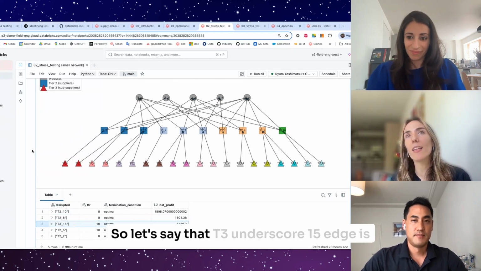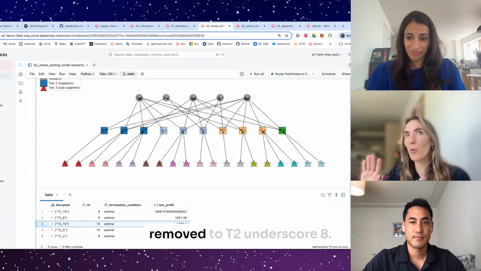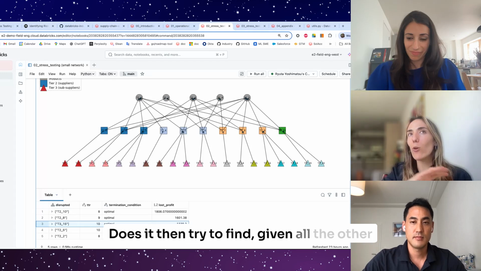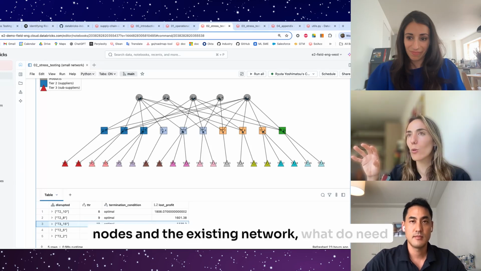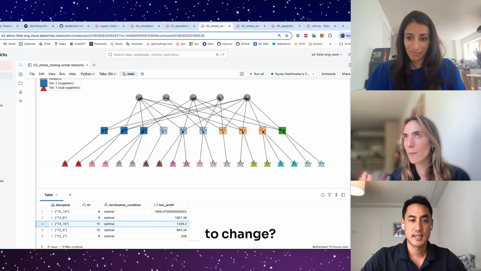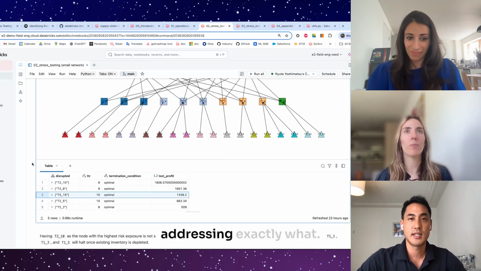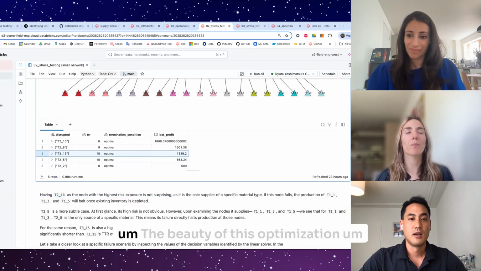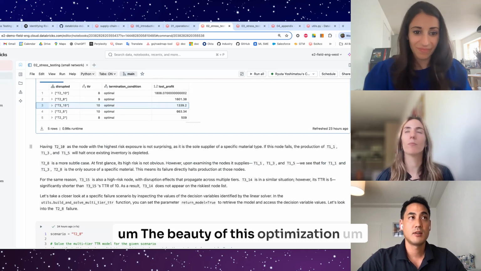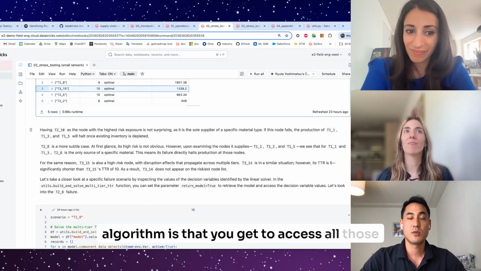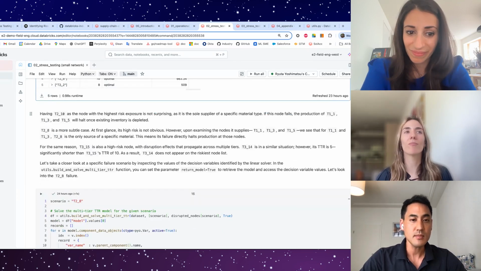So let's say that the T3_15 edge to T2_8 is removed. Does it then try to find, given all the other nodes and the existing network, what I need to change? Yes. So I'm going to look into the next cell because that's addressing exactly that. The beauty of this optimization algorithm is that you get to access all those detailed information.